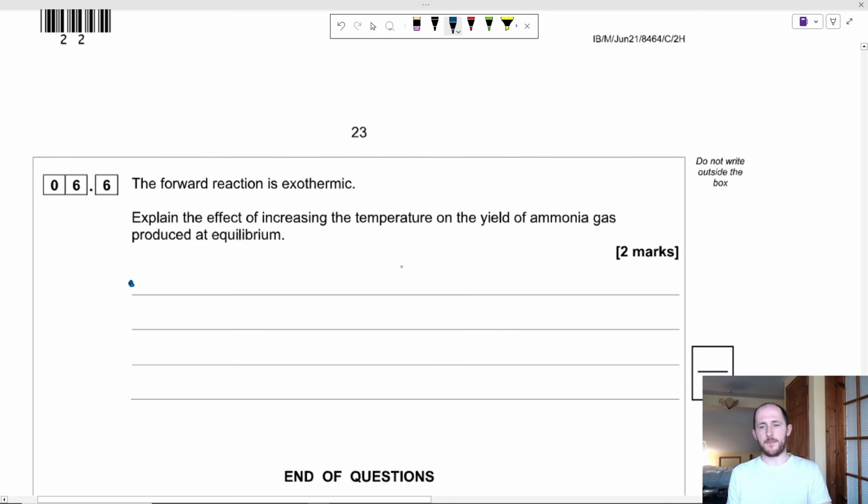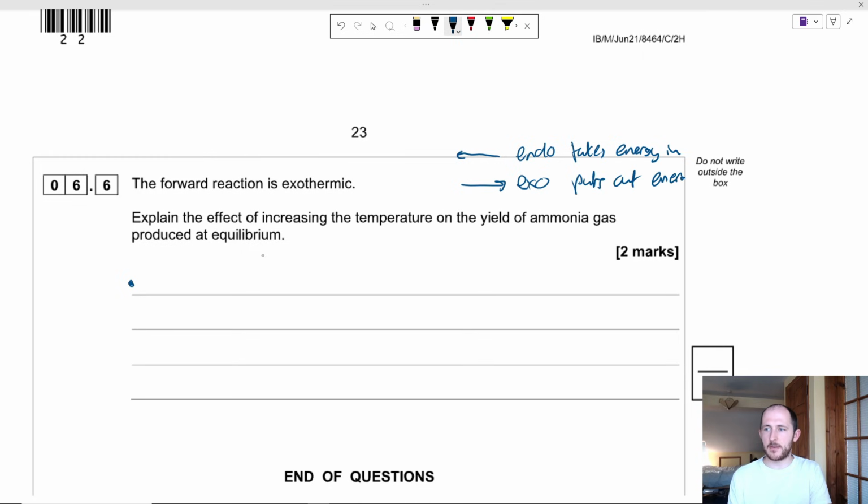Now, the equilibrium bit is really important, okay? Because again, we have the forward and backward reactions. Here's the key thing. With a reversible reaction, one of them is always exothermic and the other is always endothermic. Okay, that's a key thing. So if that way is exothermic, then this way, i.e. the breakdown of ammonia gas, is endothermic. Now what does that actually mean? Well, endothermic means it takes energy in, whereas exo means it puts out energy.